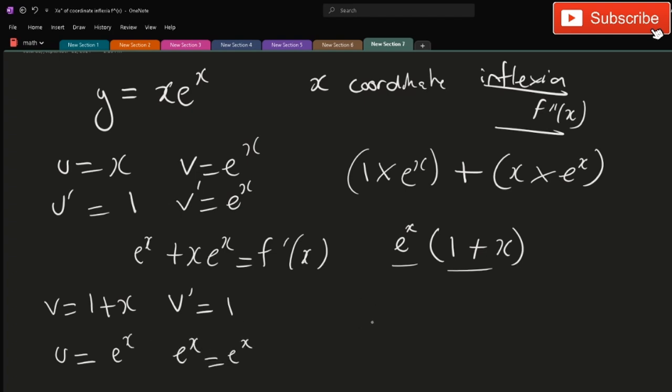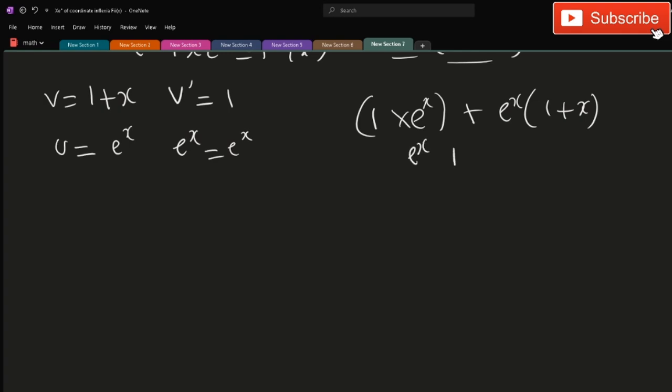So if we use product rule again, we're going to get 1 times e^x, which is, as it was before, plus e^x times (1 plus x). Yeah, that seems about right. So this is e^x plus e^x plus x e^x. So it's 2e^x plus, my bad guys, I'm just very sleepy, x e^x. So this should be the second derivative.